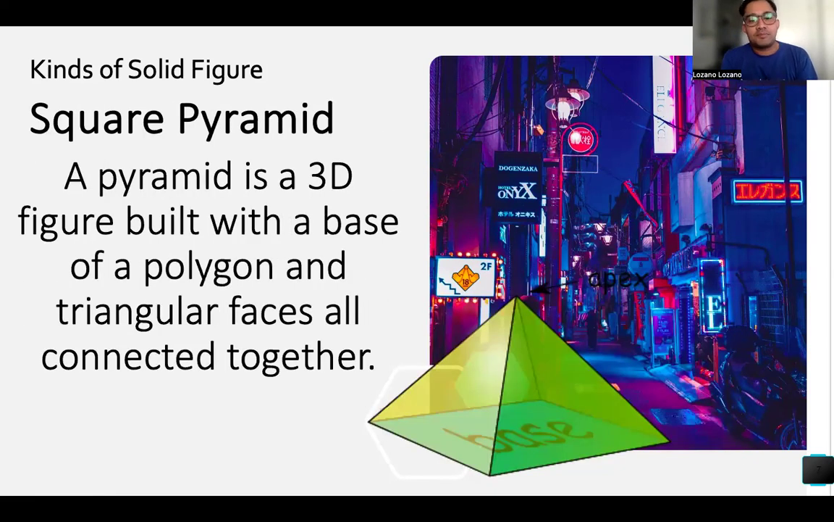Okay, square pyramid. A square pyramid or a pyramid is a 3D or three-dimensional figure built with a base of a polygon and triangular faces, all connected together. This is a square pyramid because the base of the square pyramid is a square, and they are connected by 1, 2, 3, 4 sides of triangular faces. It has also an apex, an edges, and also the corners. Okay.